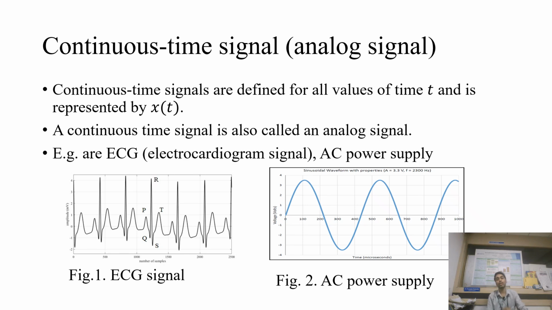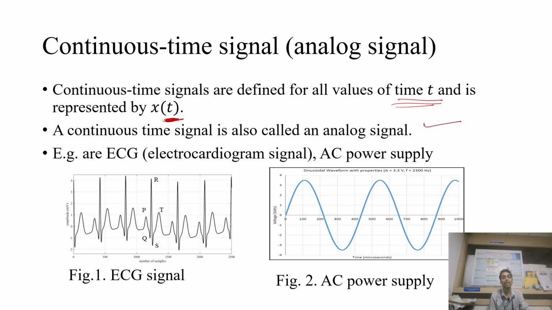So what is a continuous time signal? Always remember, a continuous time signal depends upon continuous time. So in the bracket, you can see it is t. If the bracket has t, that is called a continuous time signal. If the bracket has n, that is called a discrete time signal. A continuous time signal is defined for all values of time t and represented by x of t. So x of t means continuous time signal, and x of n is a discrete time signal. A continuous time signal is also called an analog signal.